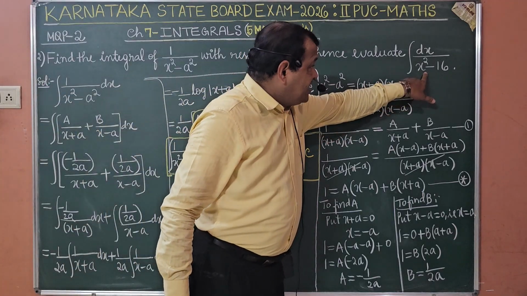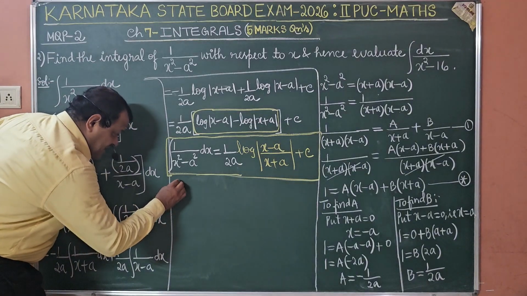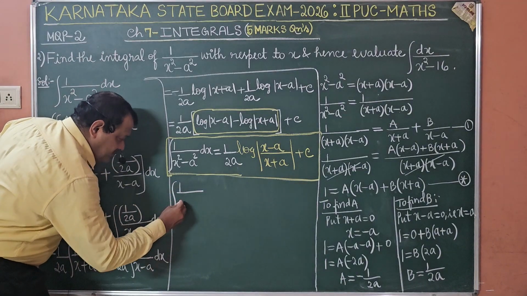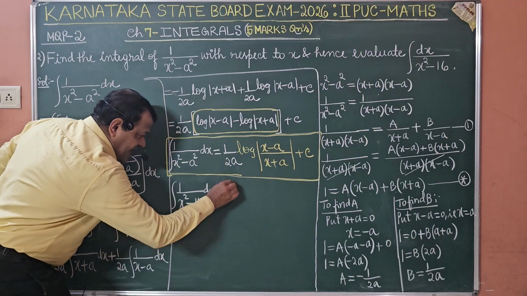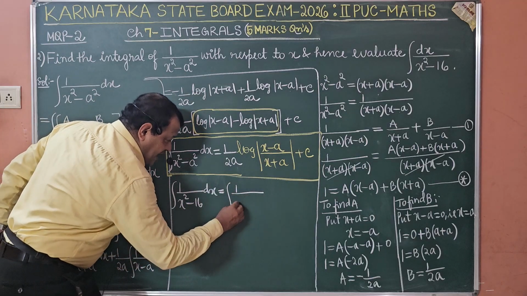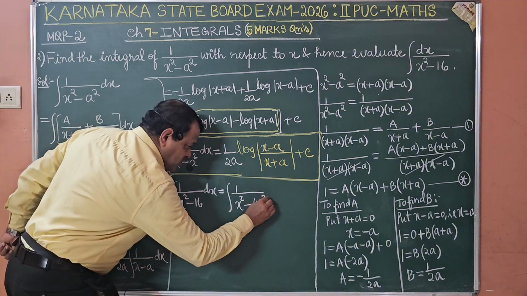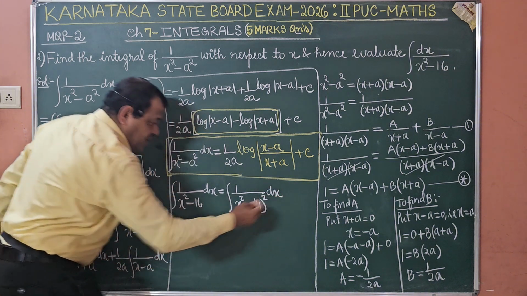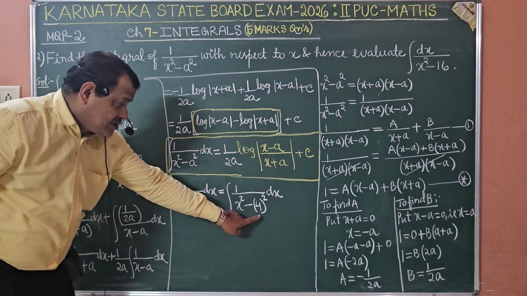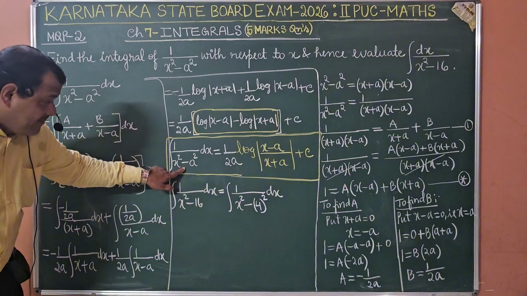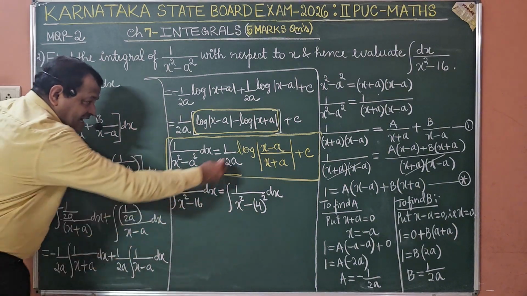But attached to this formula, there is one exercise they have given. Evaluate integration of dx by x square minus 16. So, I will start now. The integration of 1 by x square minus 16 dx, the given question, can be written with x square as it is, but 16 can be written as 4 square, minus, dx. Now compare the integral of 1 by x square minus 4 square with the integral of 1 by x square minus a square. So, a is 4.